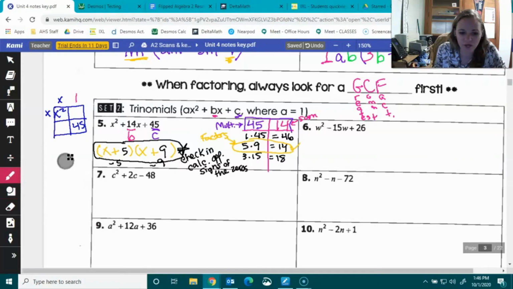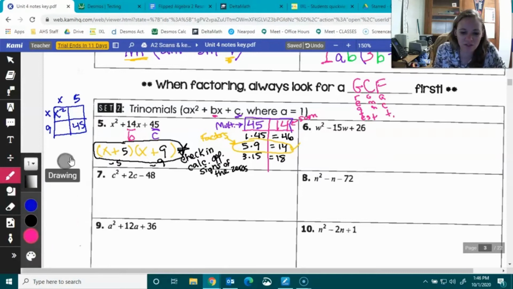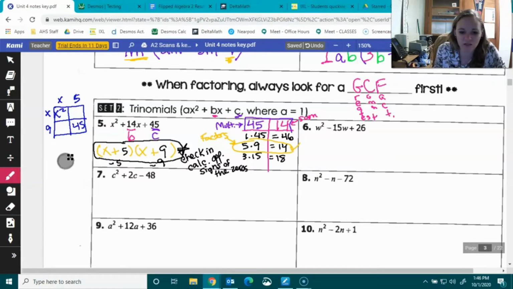So then after that, you would test 5 and 9. And say, all right, x could be 5. Oh, I was trying to write 4. X could be 5 and 9, so you test this set out, and you get 5 times 9 to equal that. Then you would multiply 5 times x and get 5x. And multiply 9 times x and get 9x. And then you just have to check and make sure that these add up to get your 14, which they do.